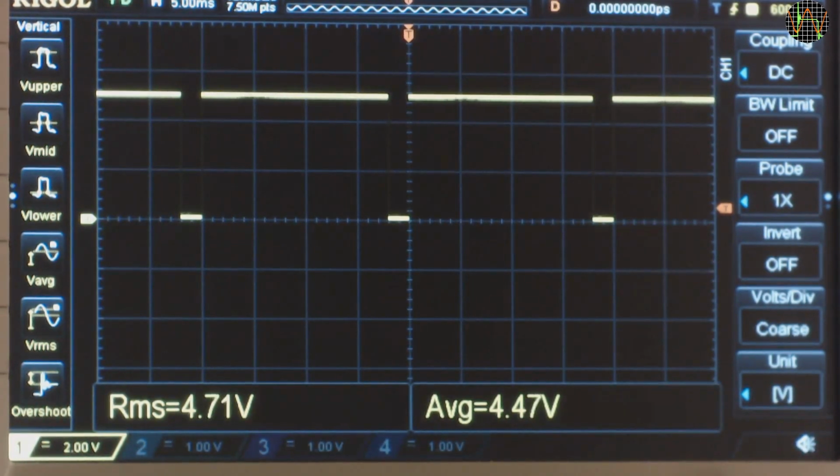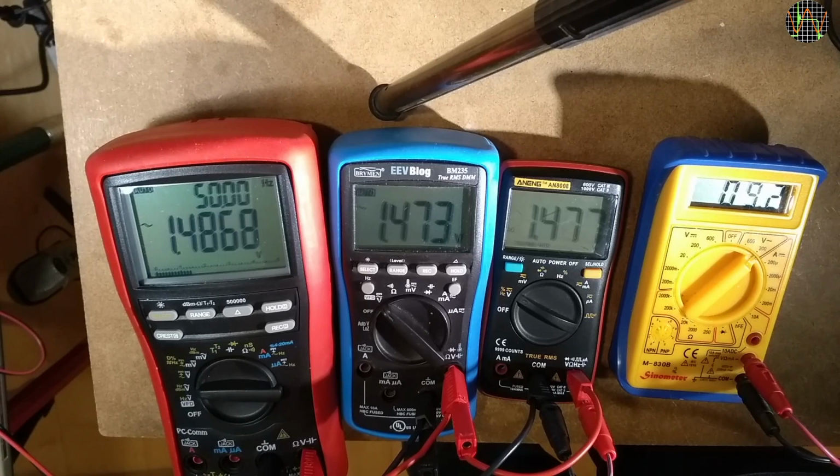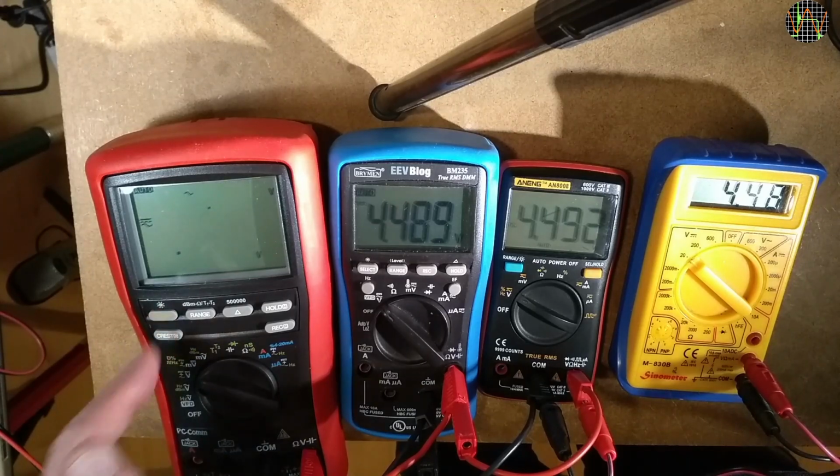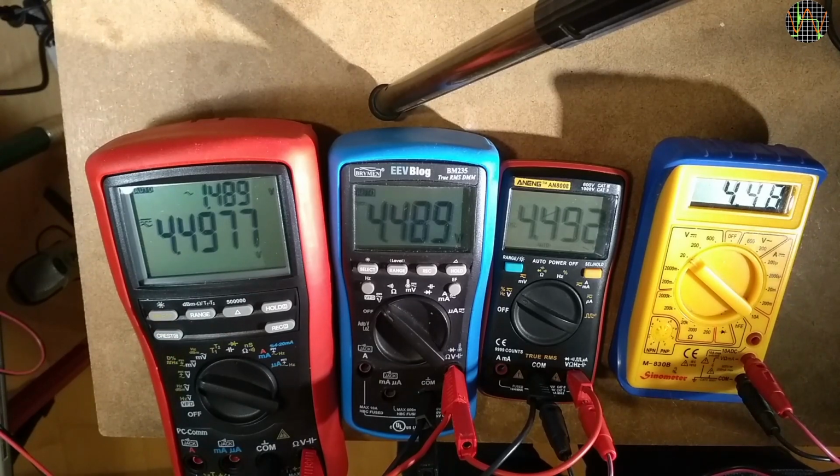The RMS changes because this is a pulse, not a plus-minus square wave. All 3 True RMS meters read about 1.48 volts, while the yellow one reads a massive 9.2 volts. But all 4 meters agree on a DC value of 4.49 volts, which matches the scope's average readout. The AC plus DC value of 4.73 volts again agrees with the scope's RMS value.